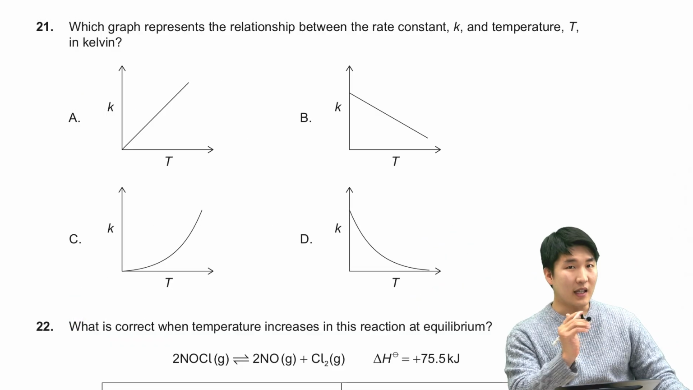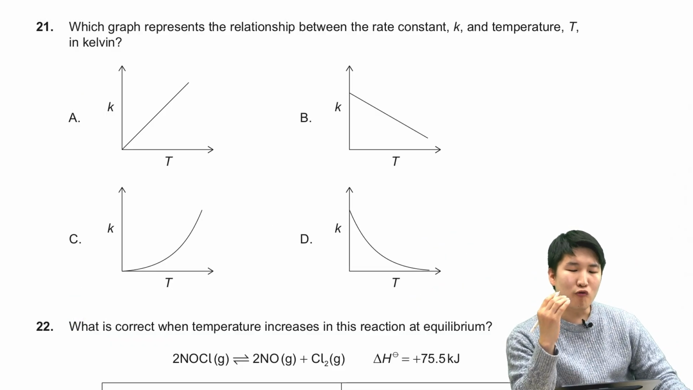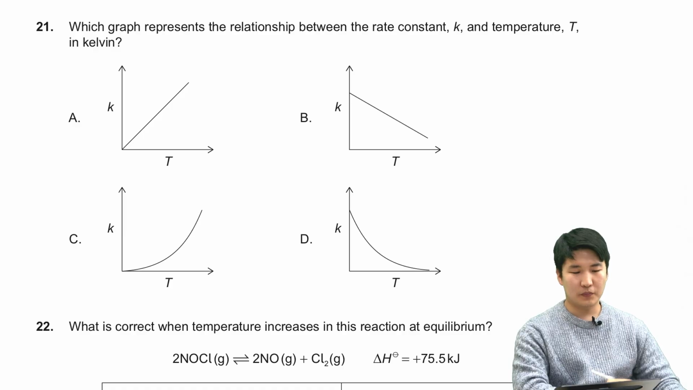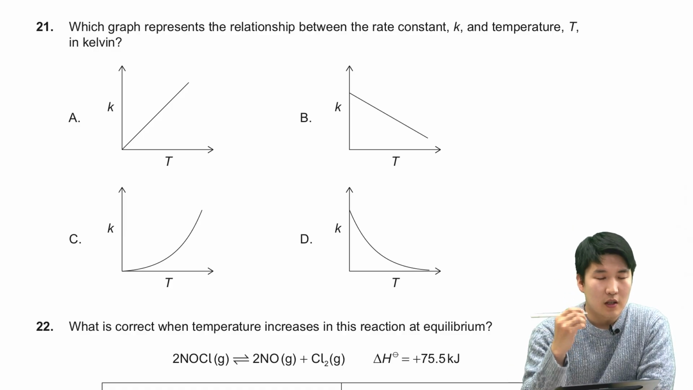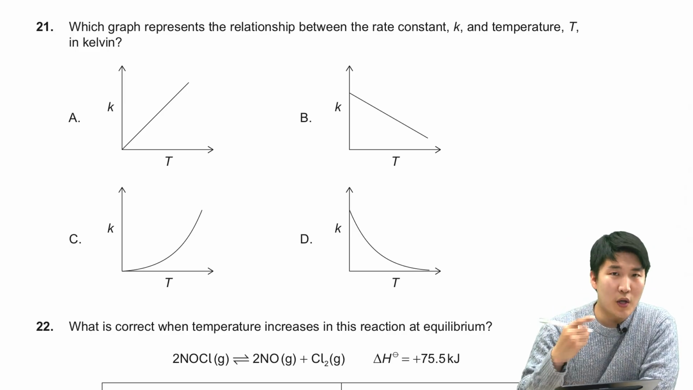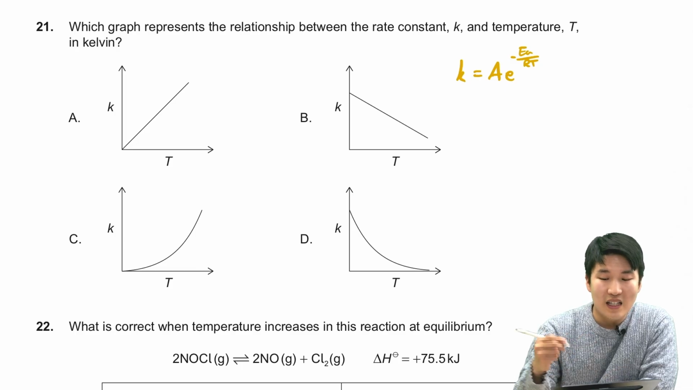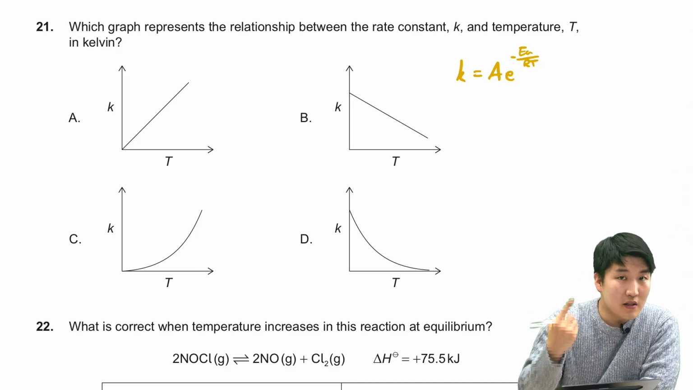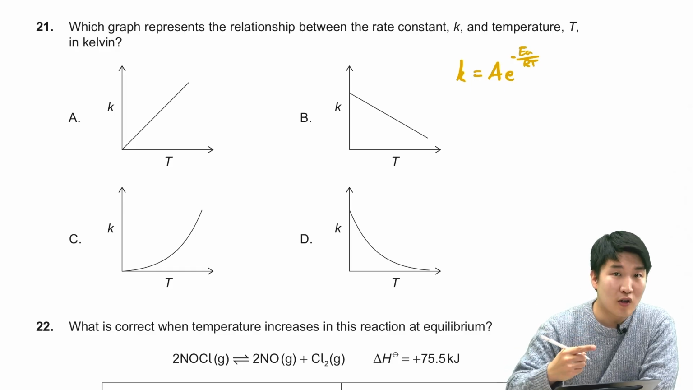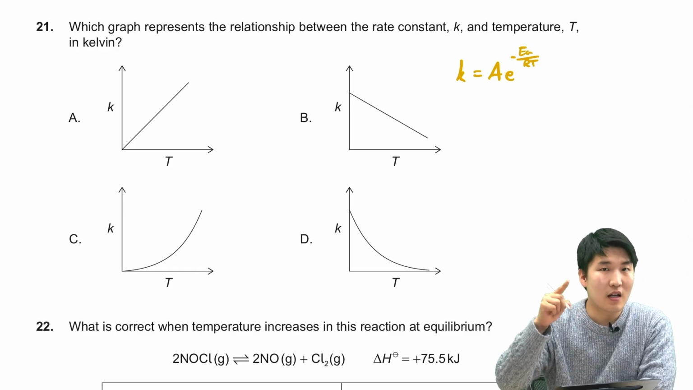Option C. Again, the relationship between rate constant and temperature, K versus T. What's the equation that illustrates the relationship between K and T? Rate constant equals Arrhenius constant times exponential to the power of minus EA over RT, which indicates to us that as temperature rises, the rate constant will rise exponentially.